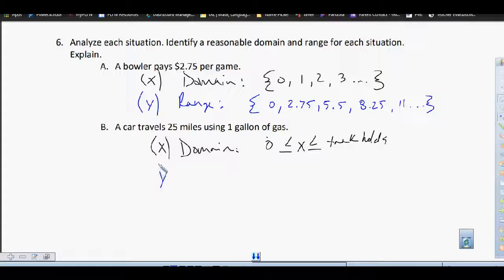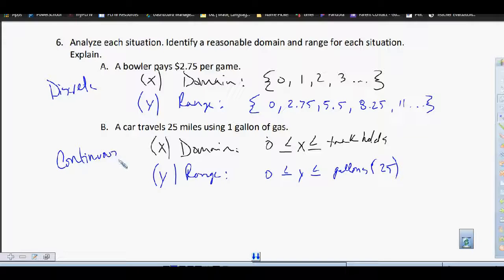Then your range value would follow suit. Again, this is going to vary depending upon how much gas you get into the car. If I don't fill it and I have no gas in my car, it's not moving real far. I've got 0. And then that would end with however many gallons you put in the car multiplied by 25 miles per gallon. So we could express that as just like gallons times 25, or use parentheses there for whatever the upper limit is. So something like that's going to make sense in this type of case. So the bowler would be an example of a discrete graph, whereas the car traveling would be continuous.